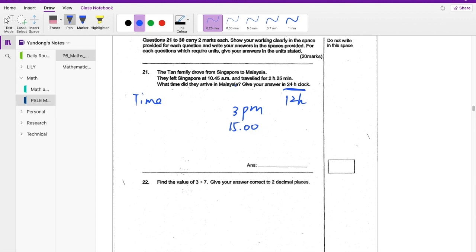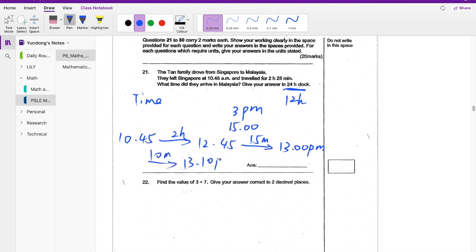Okay, he left Singapore at 10:45. If we go 2 hours, it will become 12:45. There's another 25 minutes. So we see here, after 15 minutes, it will become 13:00. Another 10 minutes becomes 13:10. So this one needs to be very careful because 1 hour has 60 minutes only. It's not 100 minutes. Same, 1 minute has 60 seconds.